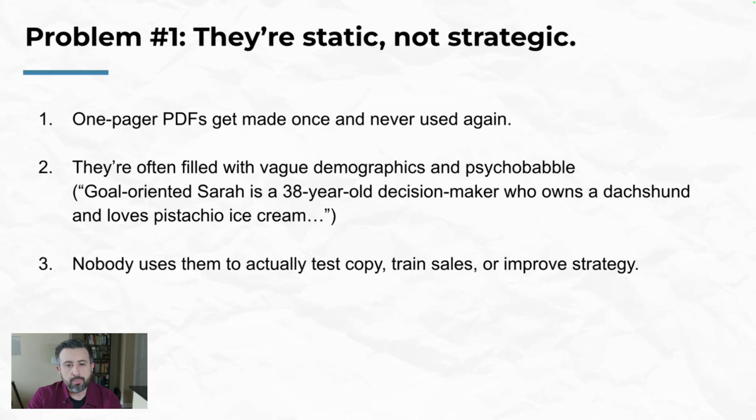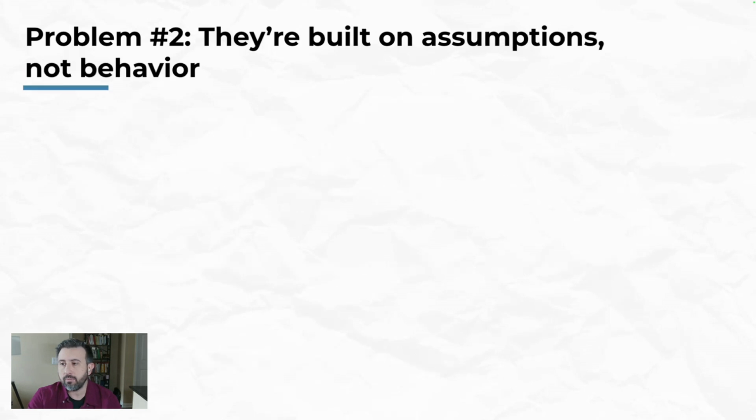So let's keep going here. Nobody actually uses these to test copy, to train their sales folks, or improve strategy. And a good buyer persona can really do all three. It can come through when you're building your copy, when you're hiring people, when you're testing, when you're training. We'll see in a second what a deep one looks like, and these can be used everywhere. So instead of treating them like checkboxes, we should be treating them like tools that can be used in a variety of spaces. So number two, they're built on assumptions, not behavior.